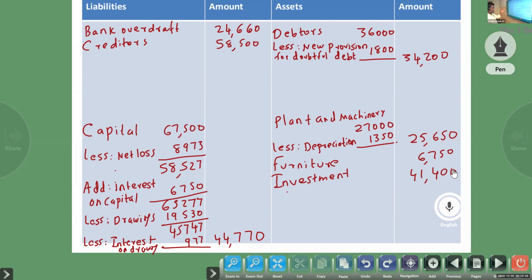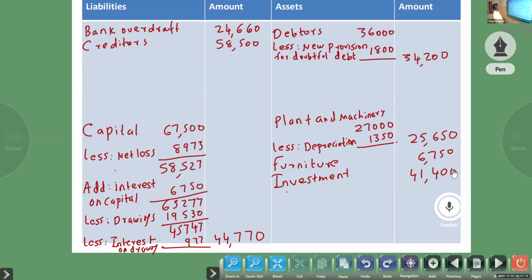So, exam time now. Before calculating net profit, you can write the items. Only you can't do capital. Then it will not lose the time. So you write trading, gross profit items. Then net profit and loss account items you write. Then balance sheet items you write. Then you start calculation.